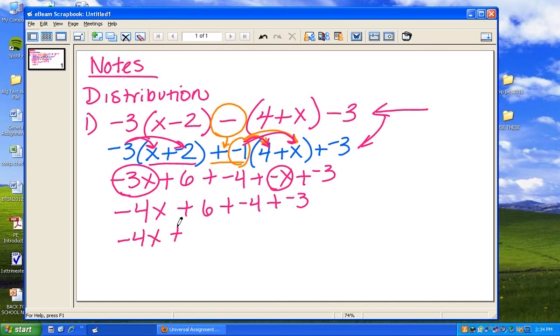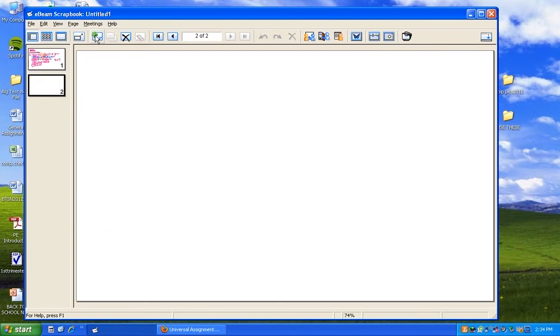And now I'm going to do my math. I have a +6, and basically I have a -7. So if I have a +6 plus a -7, I really have a -1. And this becomes my final answer. Okay, that was problem number 1. We're going to do another one. We're going to do absolute value.